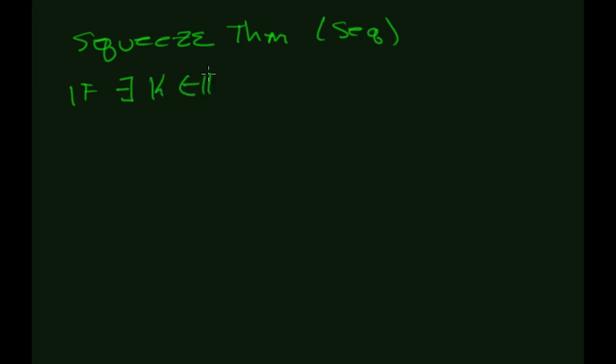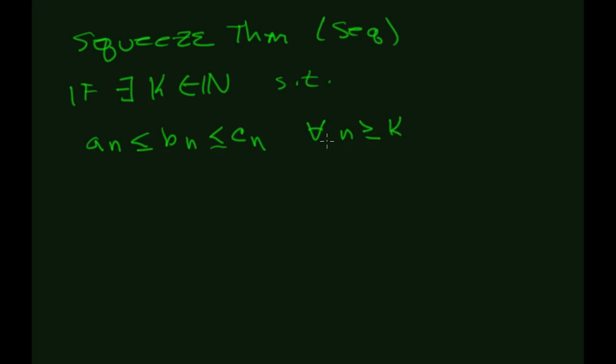So just as with functions, we also get a squeeze theorem. So this is a squeeze theorem for sequences. Okay, so basically we're saying that if there exists k, which is a natural number, such that a sub n is less than or equal to b sub n is less than or equal to c sub n for all n greater than or equal to k, right?